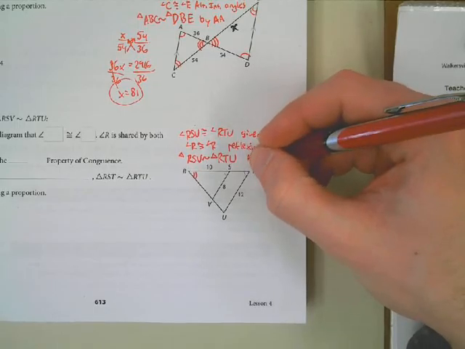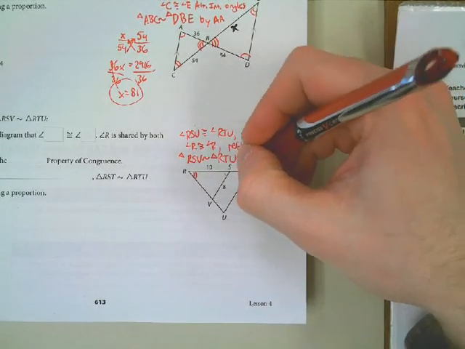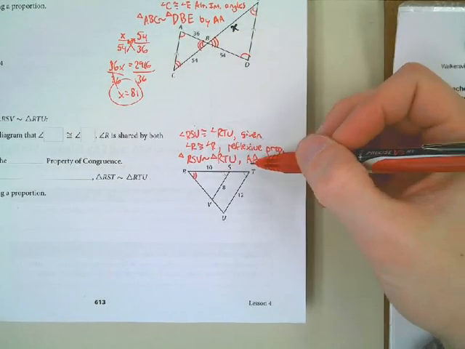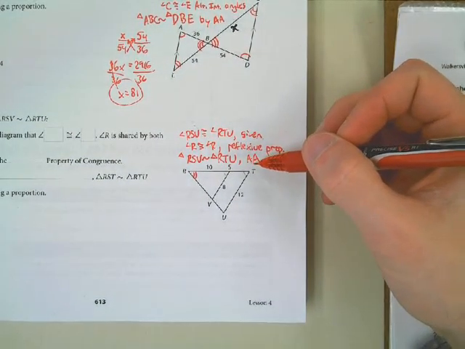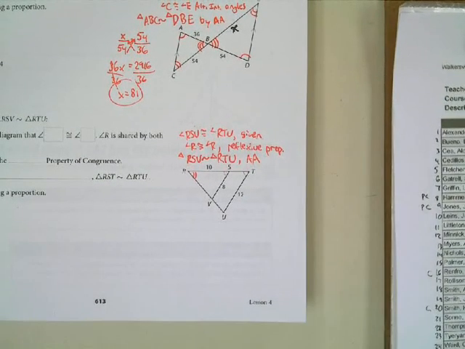Okay? Do we need only two congruences to prove? Because again, the similarity proof is angle angle. So you only need to show two congruent angles, and you've got angle angle. Okay, you're done. But now we can set up our ratios finally.